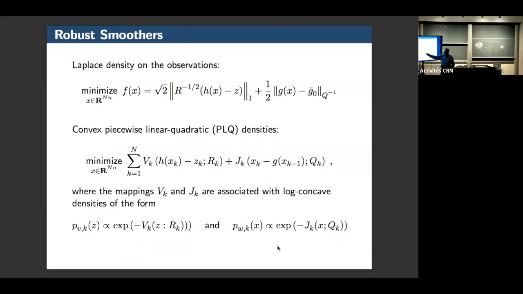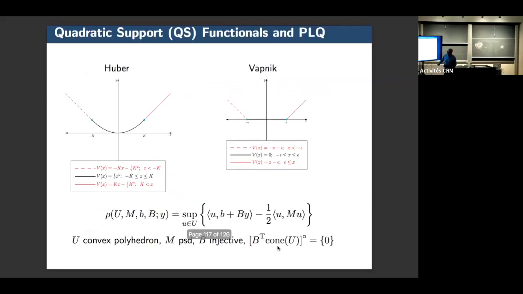And I'm going to put in the piecewise linear quadratic class. And there's a question of when they define a log concave function. Such things in the class are Huber, Vapnik. There's a whole bunch of stuff you can throw into this class. And this is what a piecewise linear quadratic function looks like. It looks like the conjugate of a quadratic function evaluated on an affine image. And it's this condition which guarantees when this actually produces a log concave density. It's a technical condition.